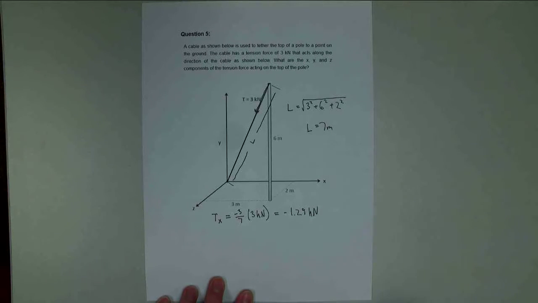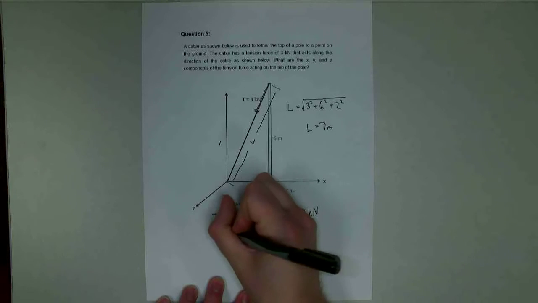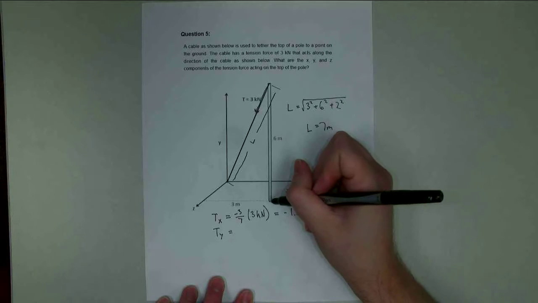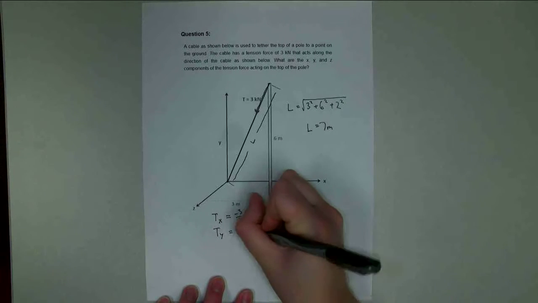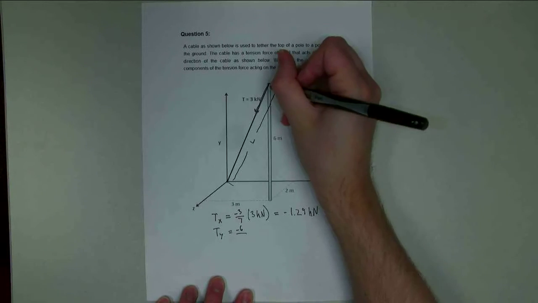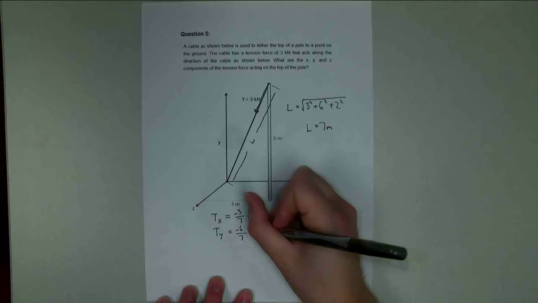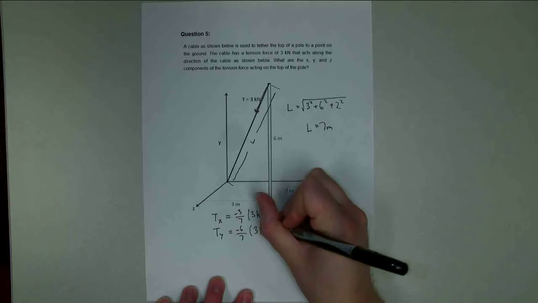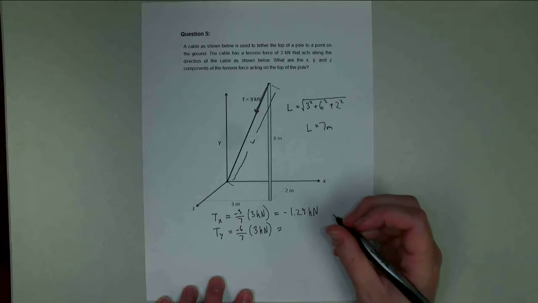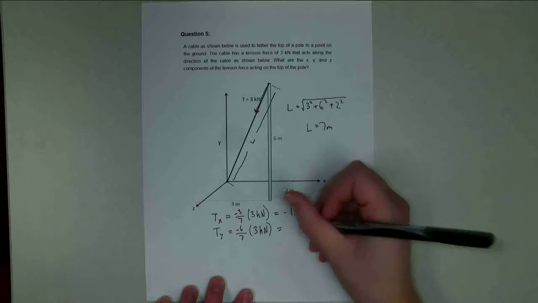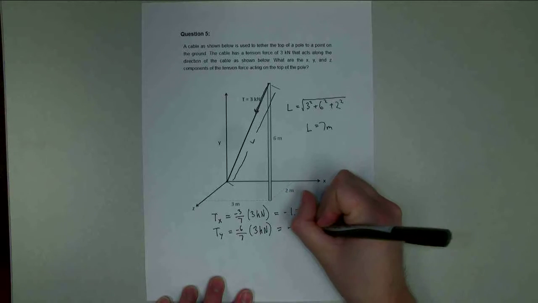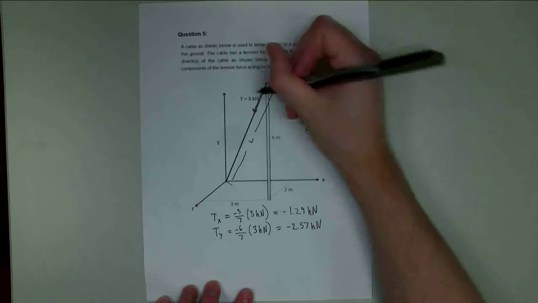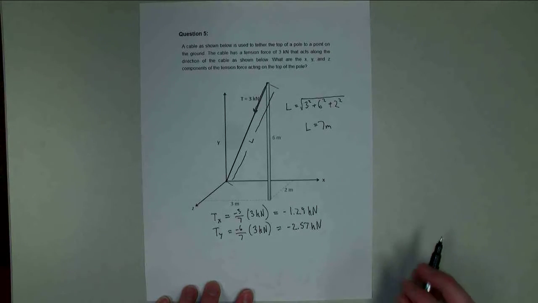Alright, so that's 1 of 3. For the y direction, so tension in the y direction. In the y direction, I'm going down 6 meters. So -6 over the total length from here to here. That's going to be 7. Multiply that by the magnitude of my tension force, 3 kilonewtons. And that will give me -2.57 kilonewtons. And so the y component of this 3 kilonewton force is -2.57 kilonewtons.